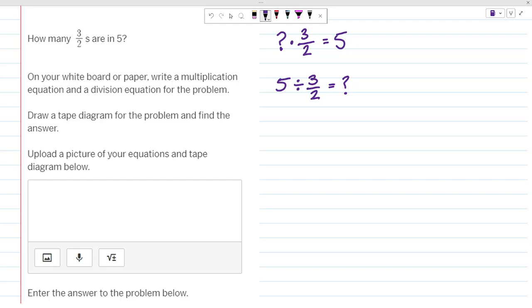Next it says draw a tape diagram for the problem and find the answer. So let's go ahead and make a simple tape diagram. You might notice I turned my graph paper off for this one, just so I can help people who are maybe not working with graph paper. So we'll show how to do our best here. So we want to have about 5 wholes. So 1, 2, 3, 4, 5, and just do your best to make them all roughly an equal size.